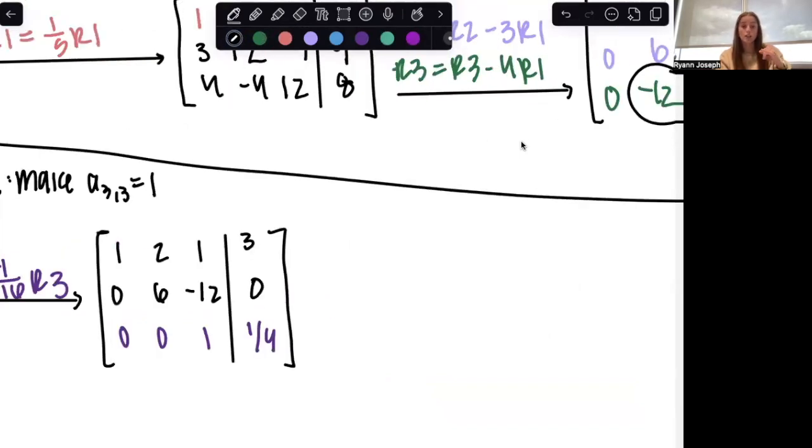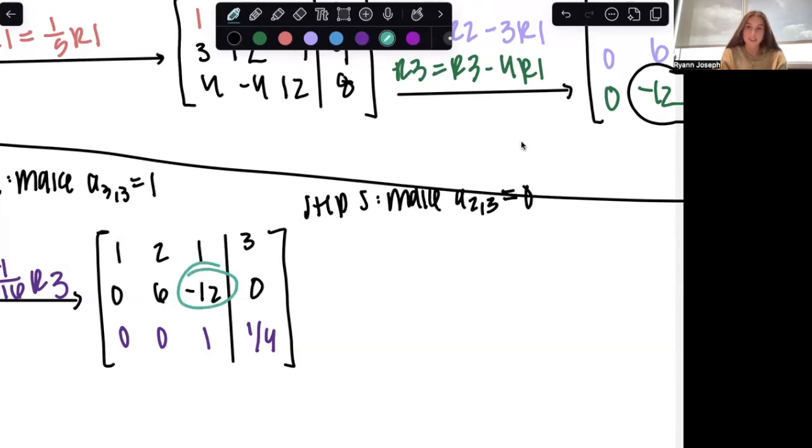I have this 1. So looking at this, it's probably going to be a leading 1 for me. We can see that it's not the only non-zero entry in its column, so we're obviously not even close to reduced row echelon form, but we're getting there. Let's make a step towards that. Let's say step 5, make a 2, 3 equal to 0. So I want to make this guy go to 0 because I want this leading 1 to be a pivot variable. For it to be a pivot variable, it has to be the only non-zero entry in its column.